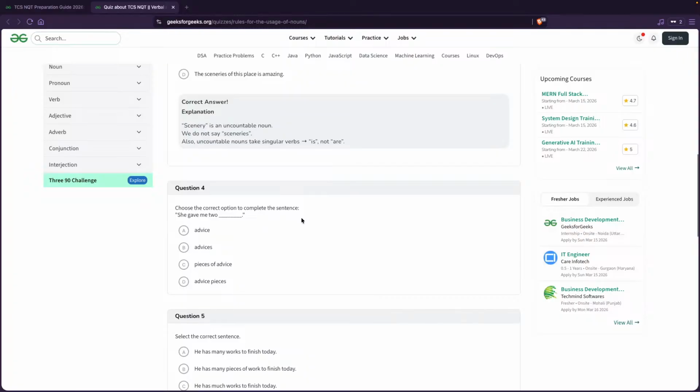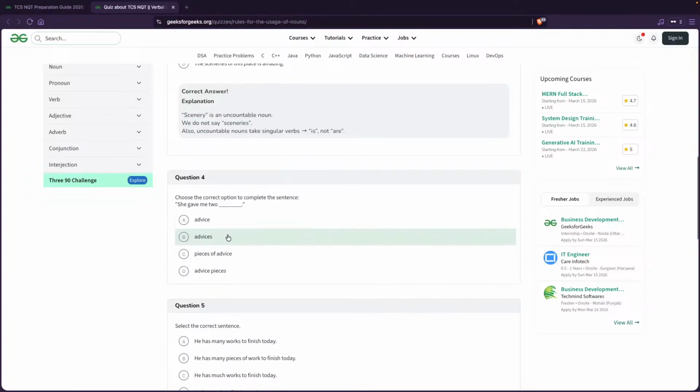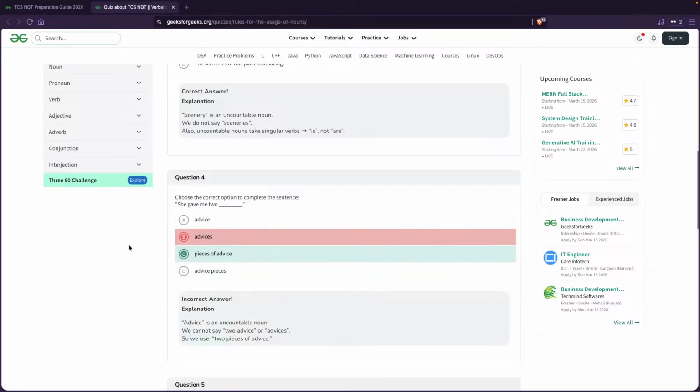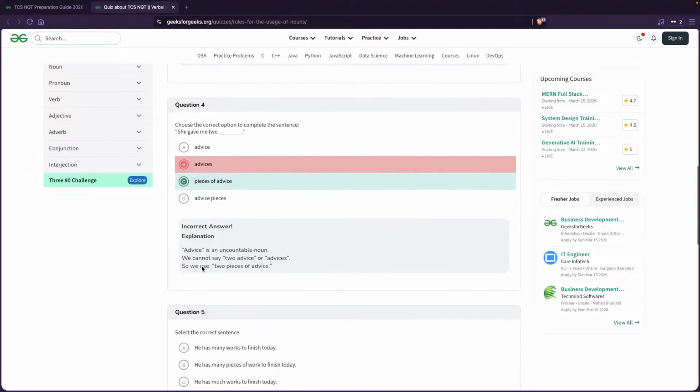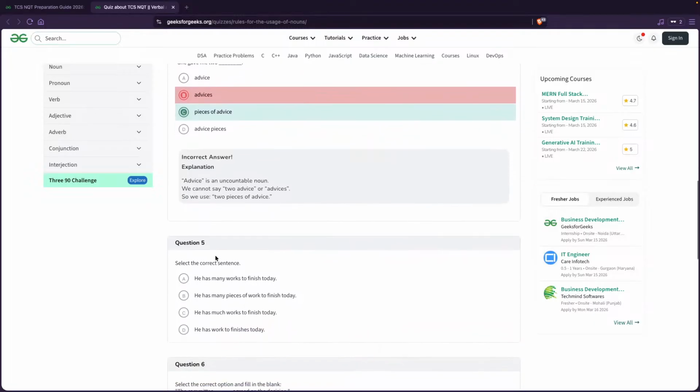Choose the correct option to complete the sentence. Give me two pieces of advice. Two advices. Two pieces of advice. No, advice is an uncountable noun. We cannot say two advice or two advices, so we use two pieces of advice. Uncountable noun. I don't know about that.